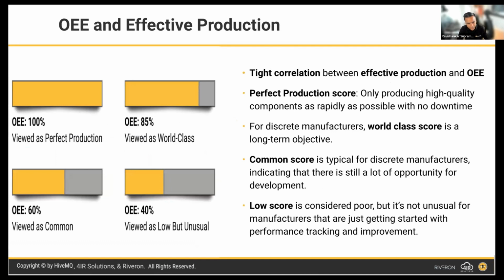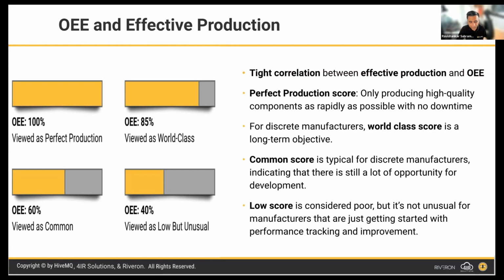So in an ideal world, perfect production is 100% OEE, where you're only producing high quality components and you literally have no downtime. Now obviously that's out there. Everybody's striving for it, but really the world class for discrete manufacturing is the real objective, right? Attaining 85% OEE. But typically what you see, the most common, is like 60% OEE, right? Where there are a lot of opportunities to improve.